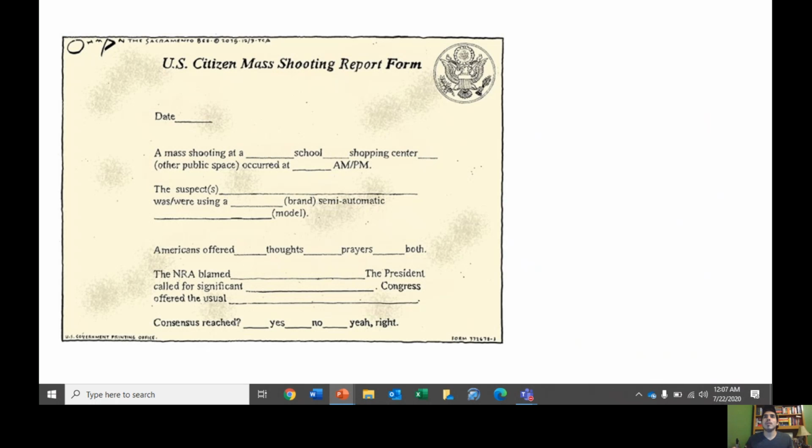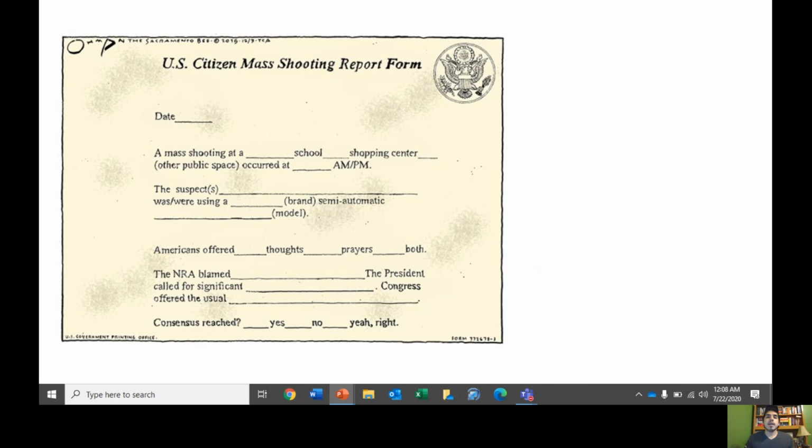Right, so it gives you fill in the blanks for a mass shooting. The suspect or suspects, blank, was/were using a blank brand semi-automatic blank model. Americans offered blank thoughts, blank prayers, blank both. So you check off one. The NRA blamed blank. The president called for significant blank. Congress offered the usual blank. Consensus reached yes, no, yeah, right.